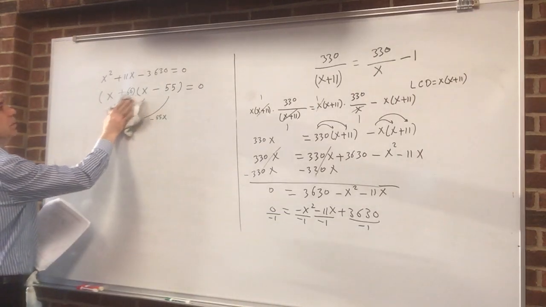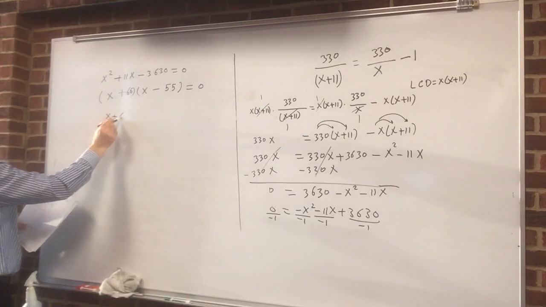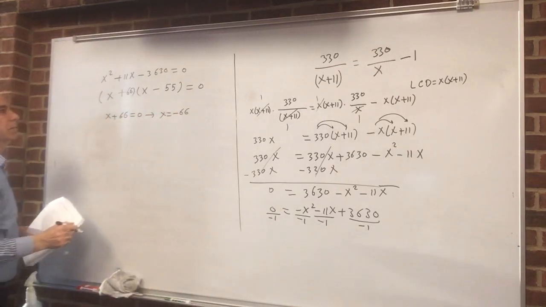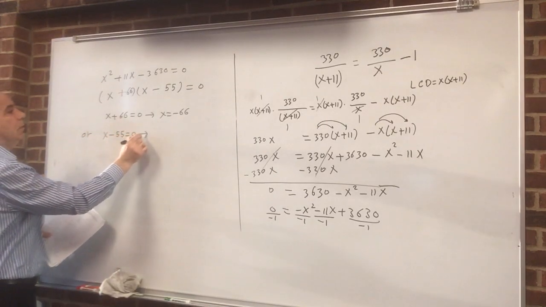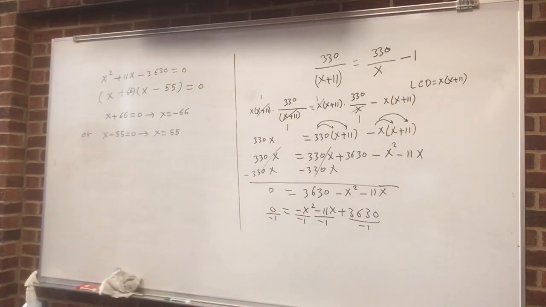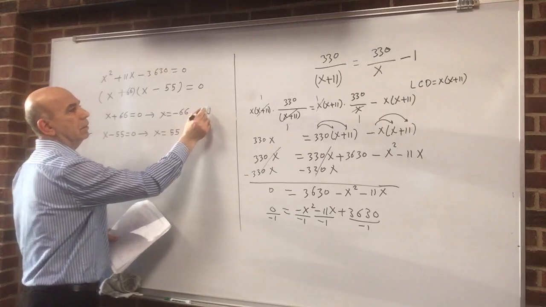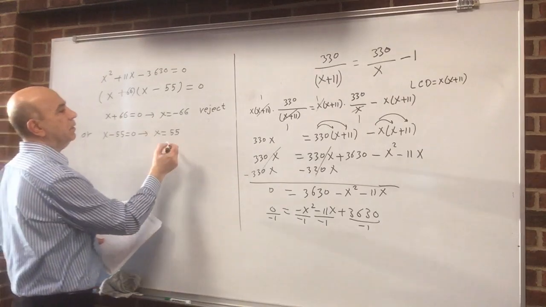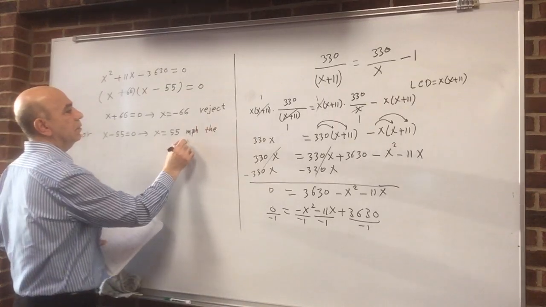Now, by the zero factor property, x plus 66 equals 0, so x equals negative 66, or x minus 55 equals 0, so x equals 55. We assumed x is the original speed. The speed here is negative, so we reject that solution. The speed is always positive. So the original speed is 55 miles per hour.